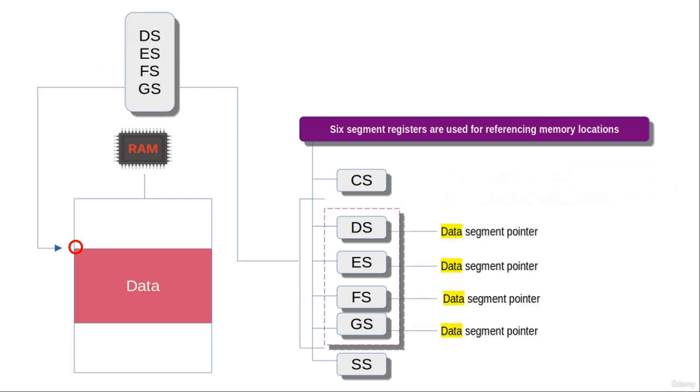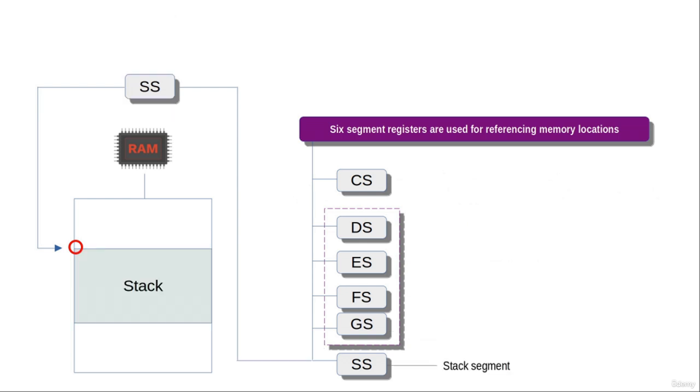Then we have our 4 data segment pointer registers called DS, ES, FS and GS. These are used for pointing to data segments in memory. The last one is the SS segment register, which stands for stack segment. This register points to the stack area in memory.